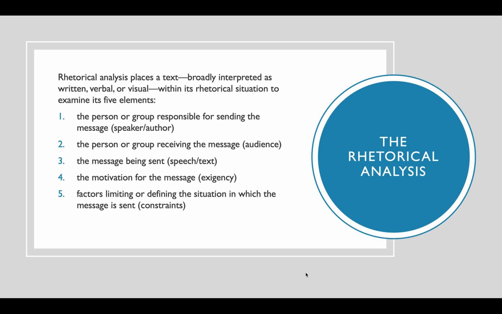And then you also want to look at things like the factors limiting or defining the situation in which the message is sent. For example, if we're looking at a commencement address, that's a speech given at a graduation. There's going to be a particular situation in which that speech is given, and there are things that are considered appropriate or not appropriate for that situation. Those would be the constraints under which a particular speech is given. So when you do an analysis, you break down all of these elements into a cohesive essay explaining what all the different parts add up to.